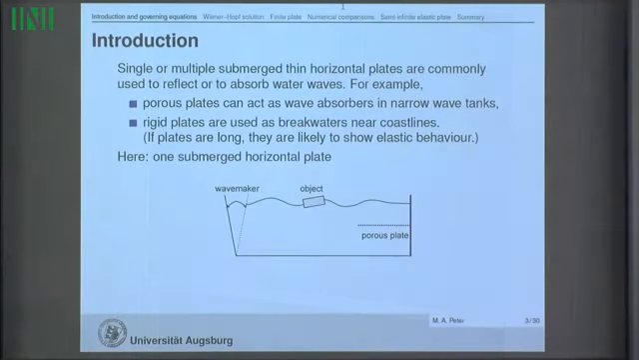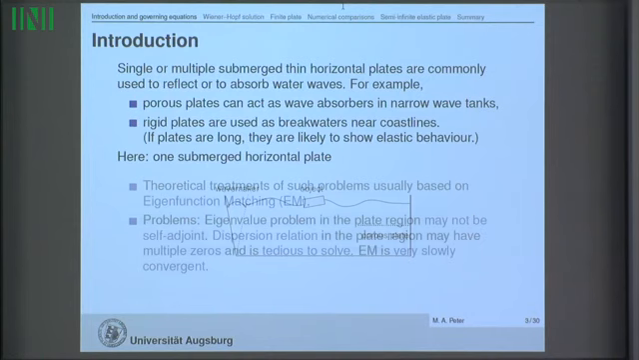Right, so this is the problem I'm wanting to talk about today: how can we solve the problem, particularly for porous plates. Later on, I'll also talk about rigid plates. They're often used as breakwaters near coastlines, and the interesting thing there really is if it's also elastic. So an elastic submerged plate, we'll talk about that towards the end of the talk. We'll see how it pans out with the time. So for now, we'll just look at one submerged horizontal plate.